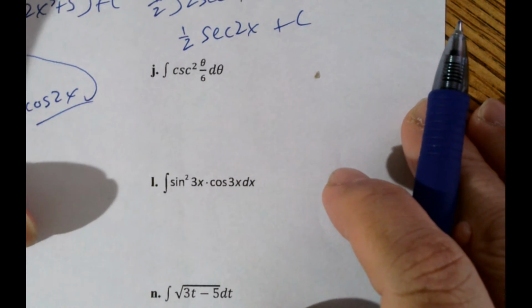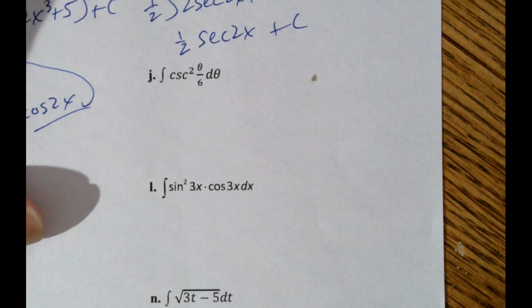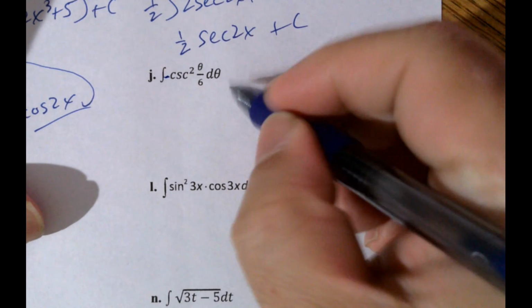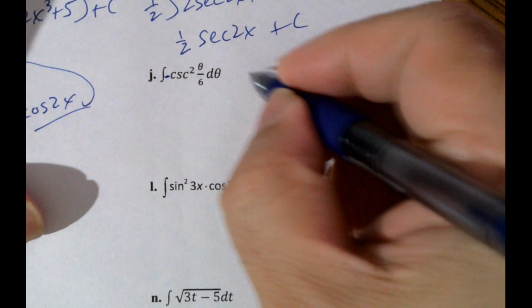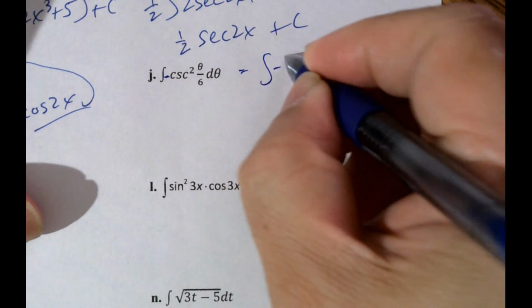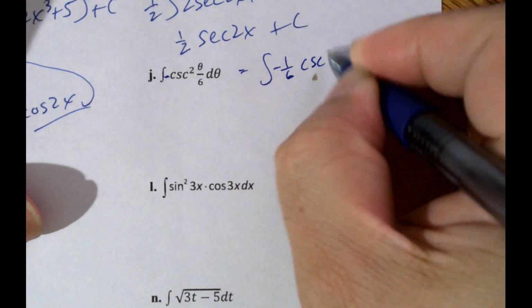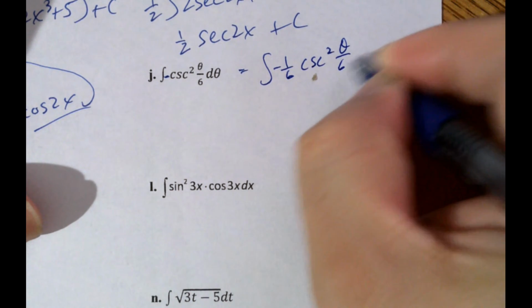All right, J. Cosecant squared. That's the derivative of cotan x, except it's missing a negative, and there's a 6 there, right? So it's missing a 1/6. I need a negative 1/6 cosecant squared theta over 6 d theta.